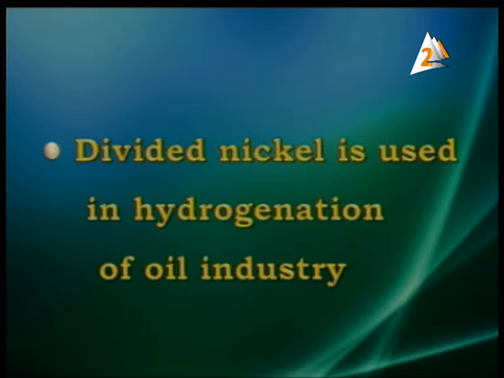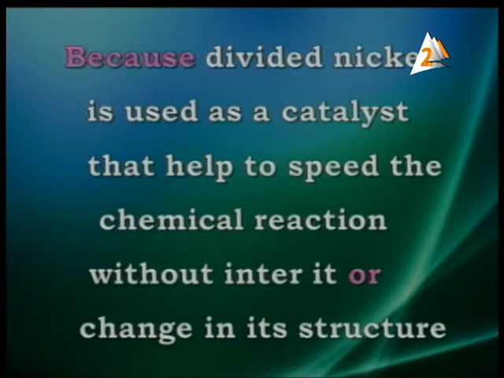Let's go to see another one. Divided nickel is used in the hydrogenation of oil industry. Why? Because divided nickel is used as a catalyst that helps to speed up the chemical reaction without entering into it or changing its structure, color, or properties. Let's go to see another one of these give reasons.